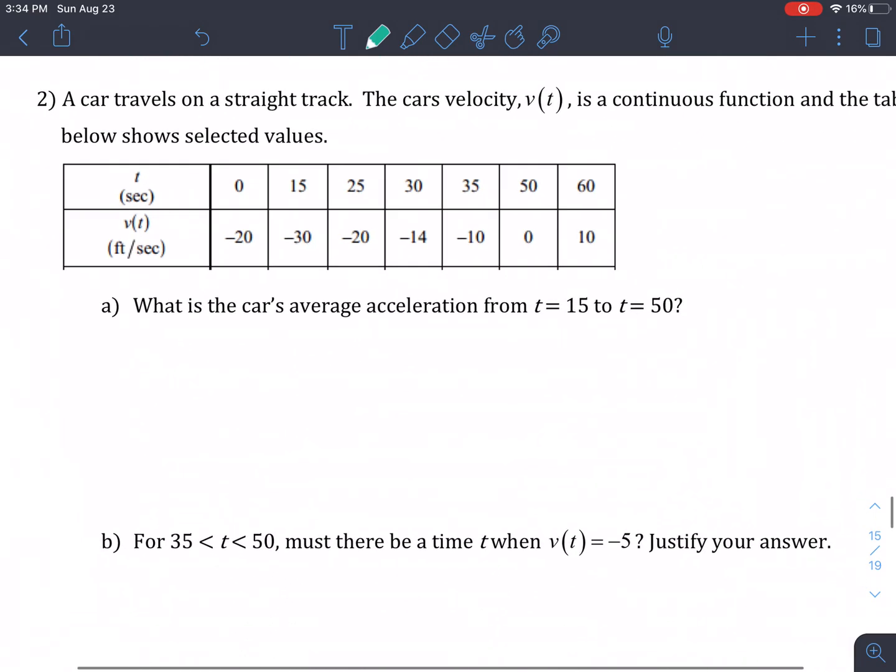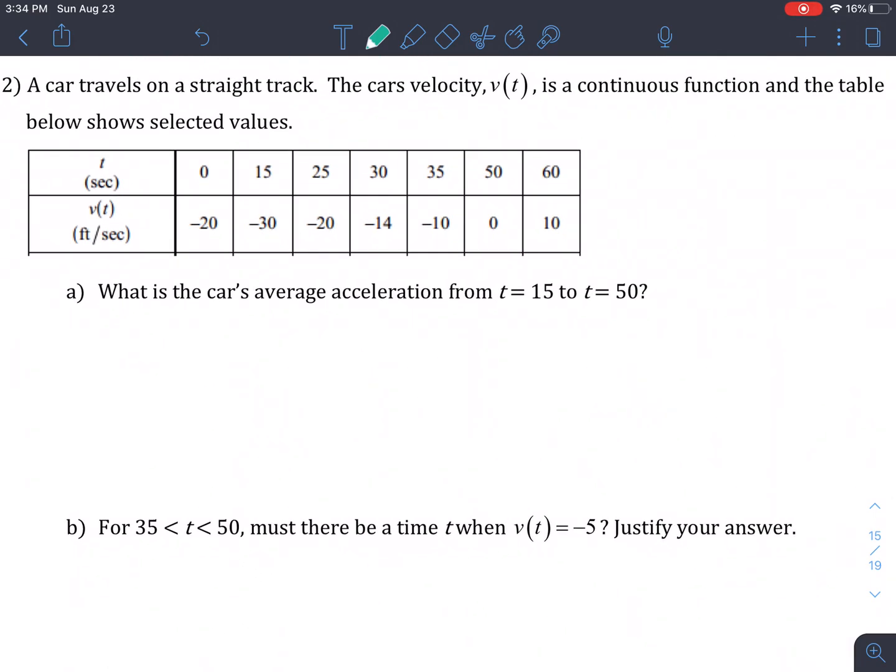So take a look at the next page here. We're talking about a car traveling on a straight track. By the way, if you don't have this page, make sure to insert it into your notes from Schoology. It says the car's velocity is continuous, so that's important, and the table is below. So at 0, we are going negative 20 feet per second. We're talking directional too, so maybe going left or right or up or down, we don't actually know in this case, but traveling to the left at negative 20, negative 30, negative 20, negative 14, right? And we're looking from 0 to 60 here.